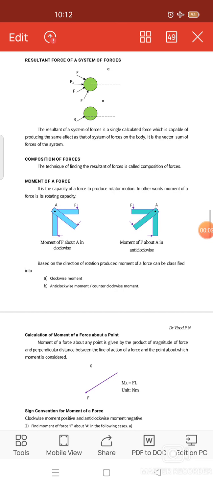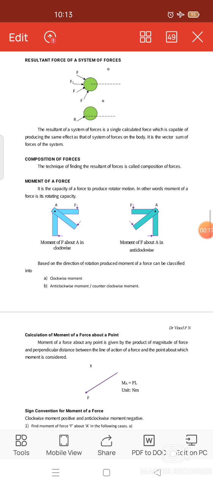Hi everyone. This is the continuation from module 1, that is the second chapter. In the previous one we discussed the types of force systems. Now it is the continuation of that, the force system which is having the resultant force system of forces.